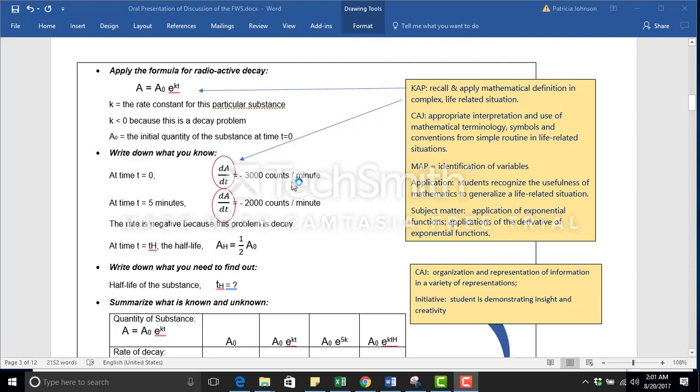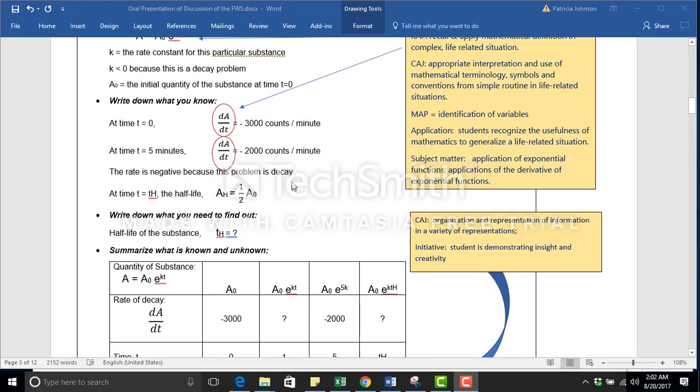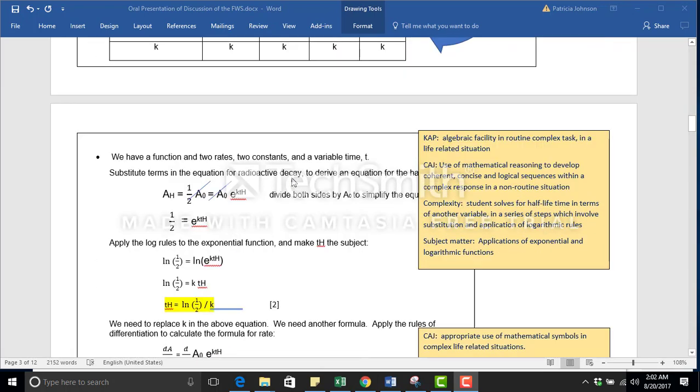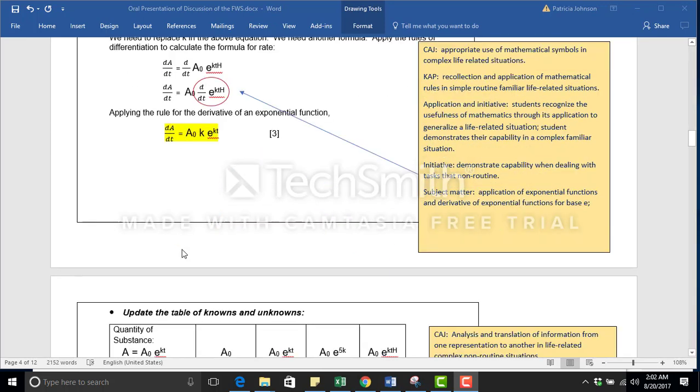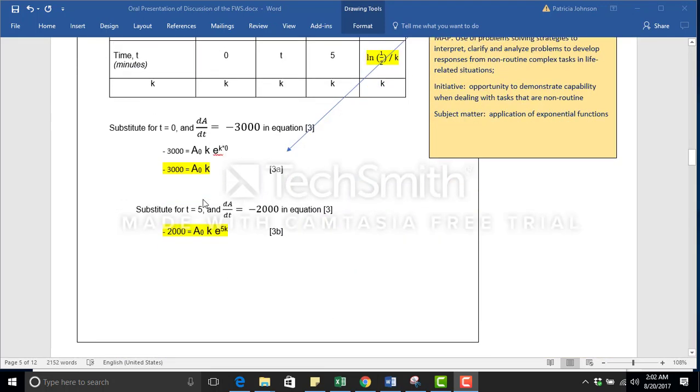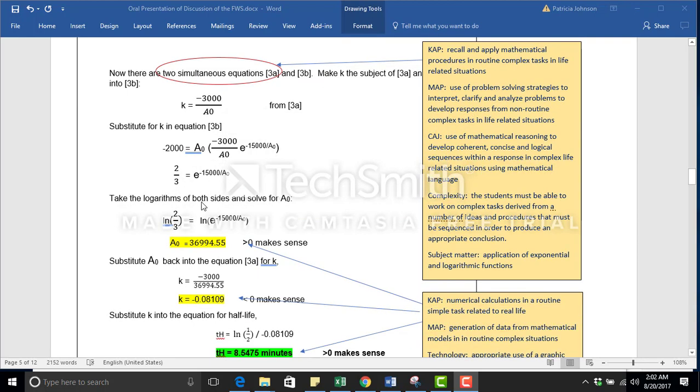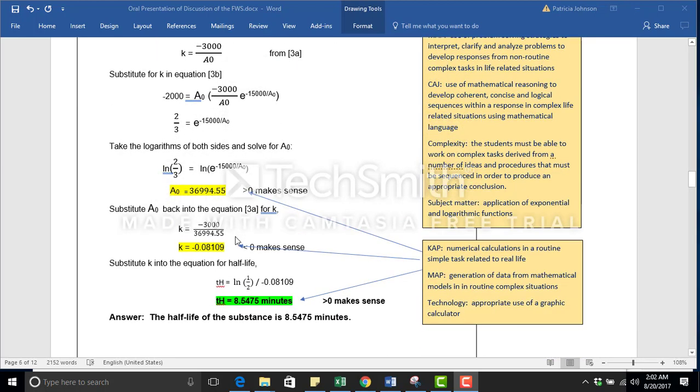Initially, knowledge and procedures are required to recall formulas for radioactive decay and the rate of changing radioactive decay. The student is required to recall the rules for differentiating exponential functions. That happens down here. And they need to apply logarithmic rules to exponential functions to isolate and solve for unknown variables in algebraic equations. Students must solve simultaneous equations, and they must recall how to do this from year 10 math. The students must use a calculator to compute numerical solutions to the variables.